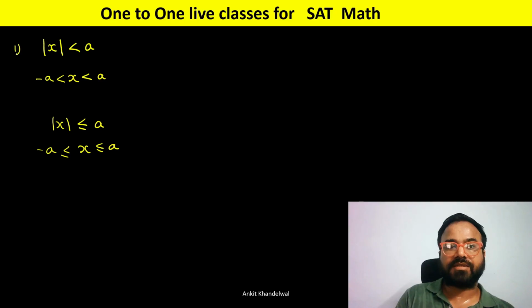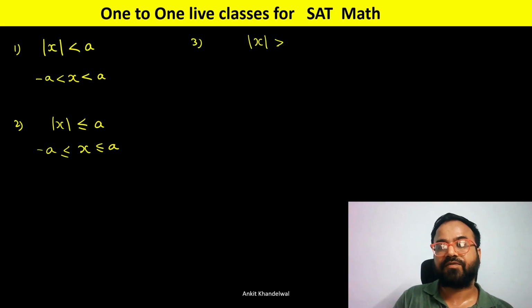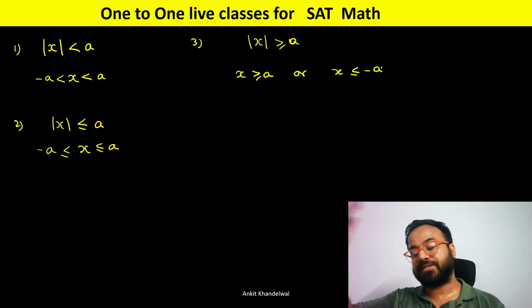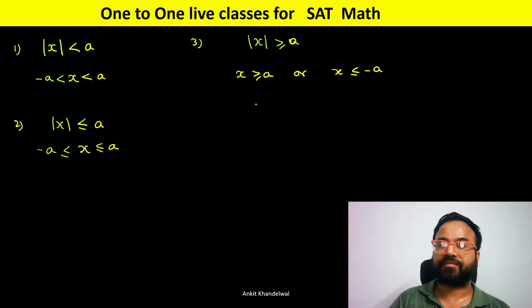This is the first case, this is the second case. In the third case, if the absolute value of x is greater than or equal to a, where a is any number, then x is greater than or equal to a, or x is less than or equal to -a, which means the distance is on the right side of a or on the left side of -a.